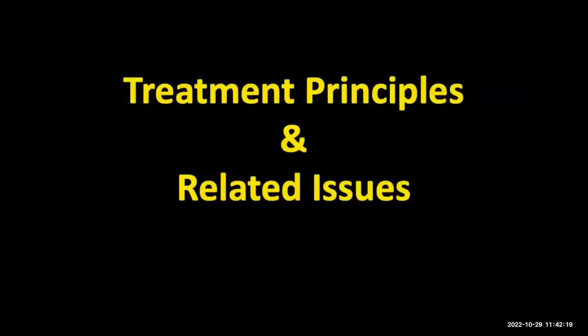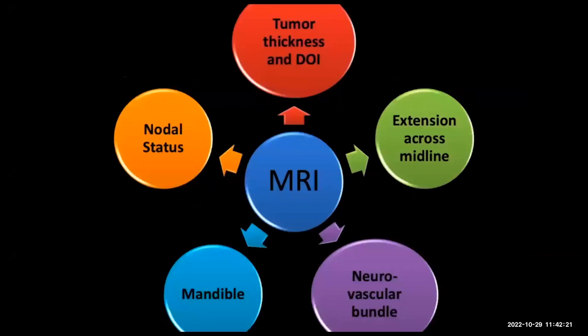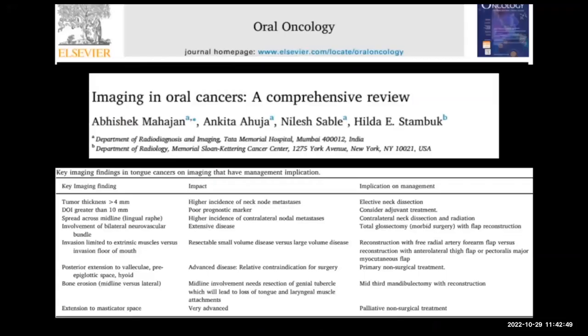Now, treatment principles and related issues. Let's look at how MR helps in all these management guidelines. MR gives you the depth of invasion and tumor thickness, which guides the prognosis. It tells you whether there is extension across the midline, and whether hemi versus total glossectomy is required. It tells you regarding neurovascular bundle involvement, again, which tells you the prognosis and also the type of surgery that would be required. If the mandible is involved, then a mandibulectomy may be needed, and nodal status is also guiding the neck dissection, which is required in these patients.